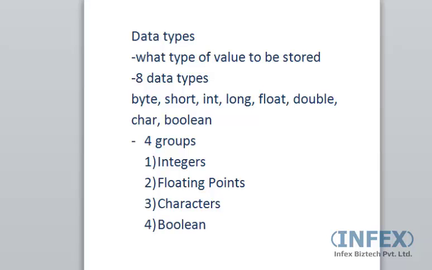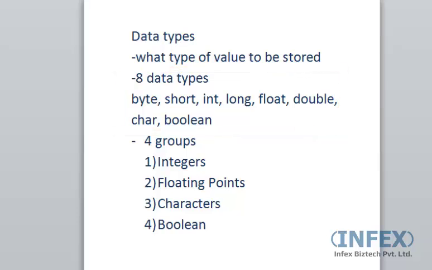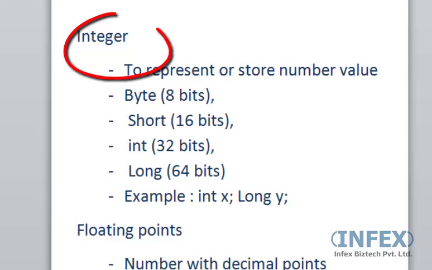There are 8 data types in Java: byte, short, int, long, float, double, char, and boolean. These data types can be divided into 4 groups: integers, floating points, characters, and boolean. First, integer, to represent or store number values.